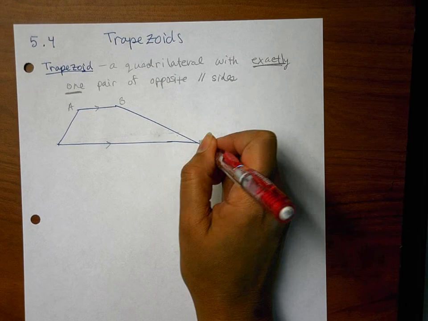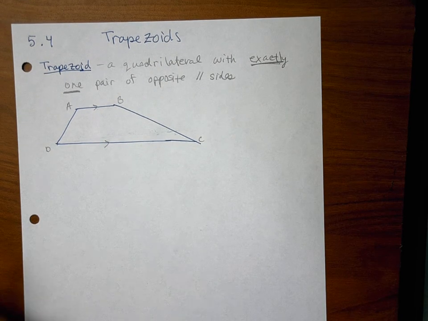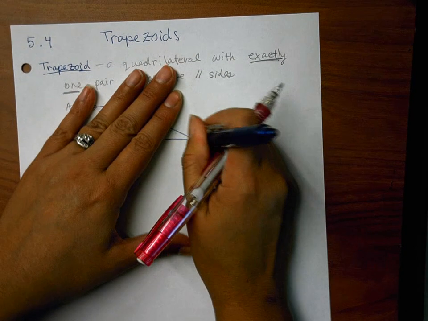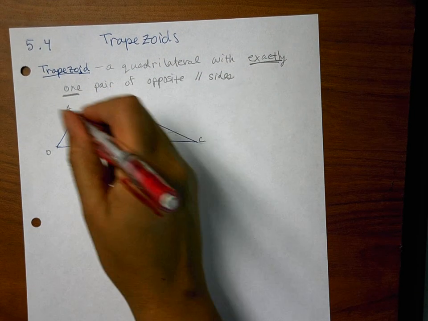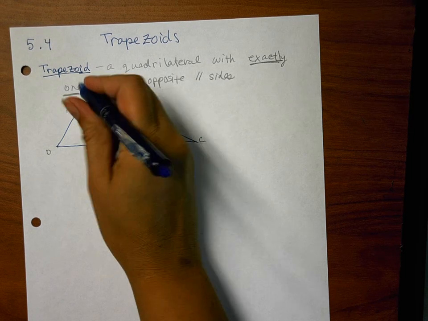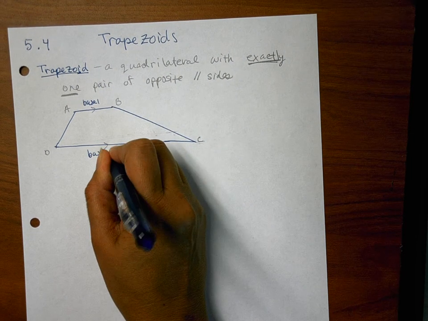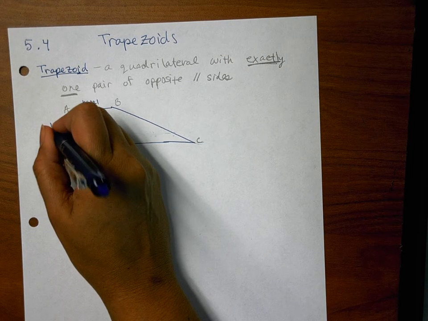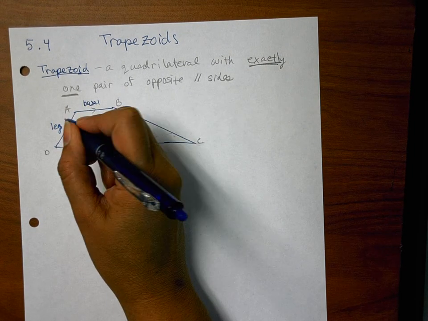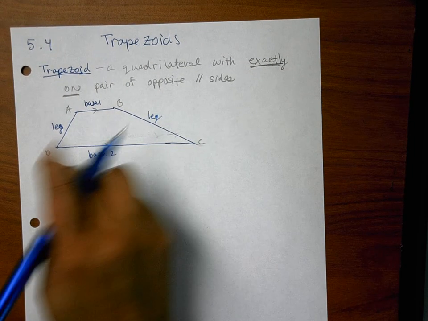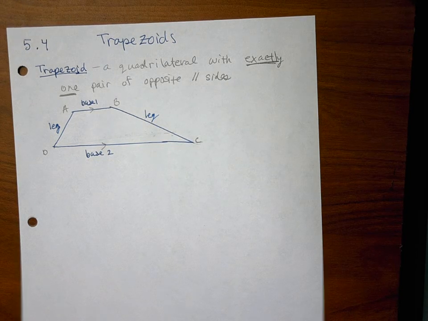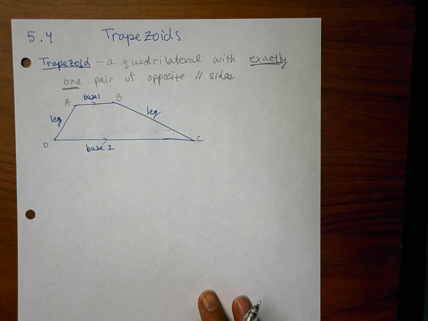Okay, so we're going to call this angle A, angle B, angle C, and angle D. And the pieces, what are they called? This is called base 1, base 2. It doesn't matter which one's base 1, base 2. And these two are our legs. Leg, base 1, base 2.